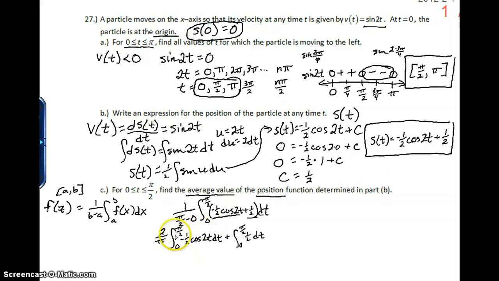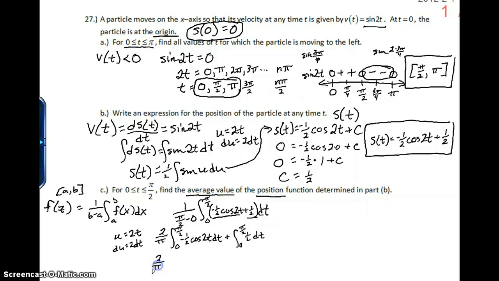Now, I'm going to need a u substitution in the first integral on 2t, just like we did in part B. So if I go over to the left here, u equals 2t, then that means du equals 2 dt. So I don't have a 2 dt, so I'm going to have to put a 2 in, which means I'm going to need a 1/2 on the outside. So I had the 2 over pi initially in front. Now I have a 1/2 in front, and I also have that negative 1/2, which I could bring in front, which is going to give me negative 1/4.